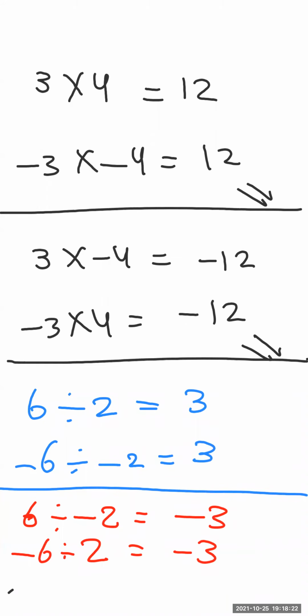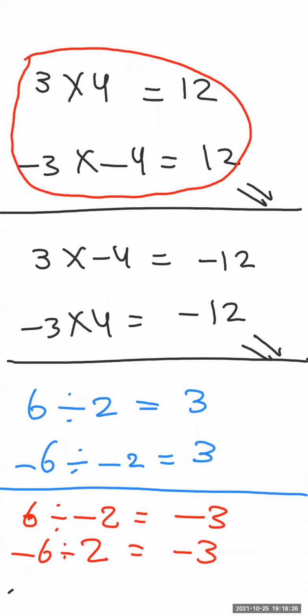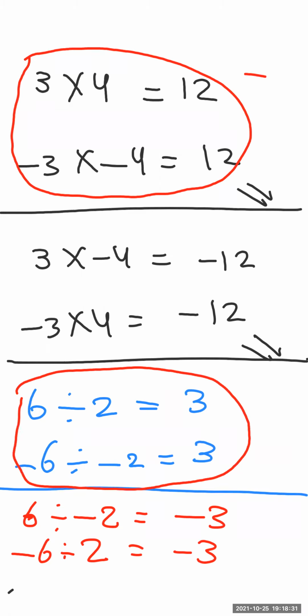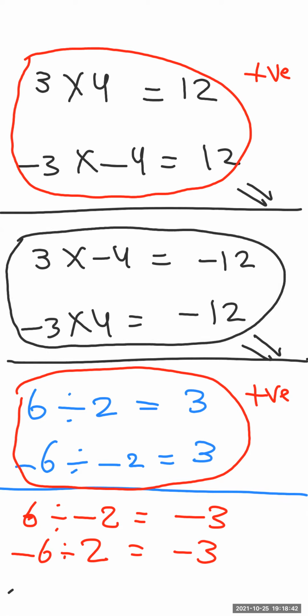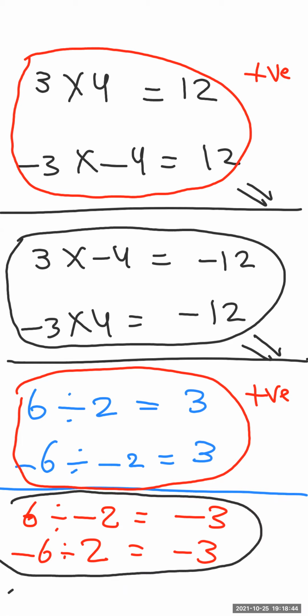Okay, so in multiplication, if the two signs are the same, and in division, if the two signs are the same, the result will be positive. But if the two signs are different in multiplication or in division, the sign will be negative. Okay, guys, are we clear till this point?